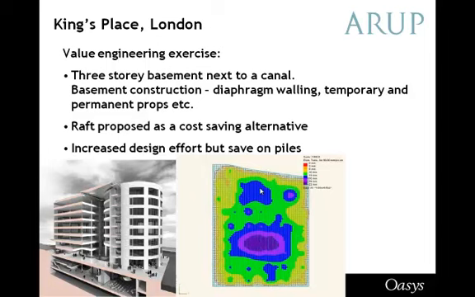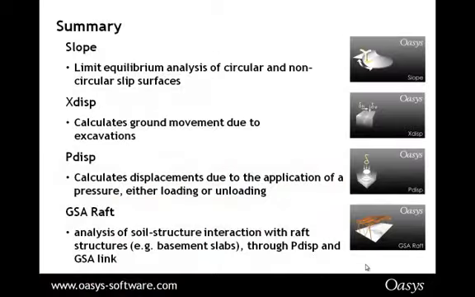So in this case, they increased the design effort, but they did this in order to save on piles. So GSA Raft analysed the settlement and overall bearing pressure. It gave a representation of the slab curvature from GSA Raft, which is shown here. So this gives the slab curvature, which is the image shown at the bottom, and it was able to go on and calculate reinforcement. So that's just a very quick overview of GSA Raft, and I'm coming to the end of my presentation now.